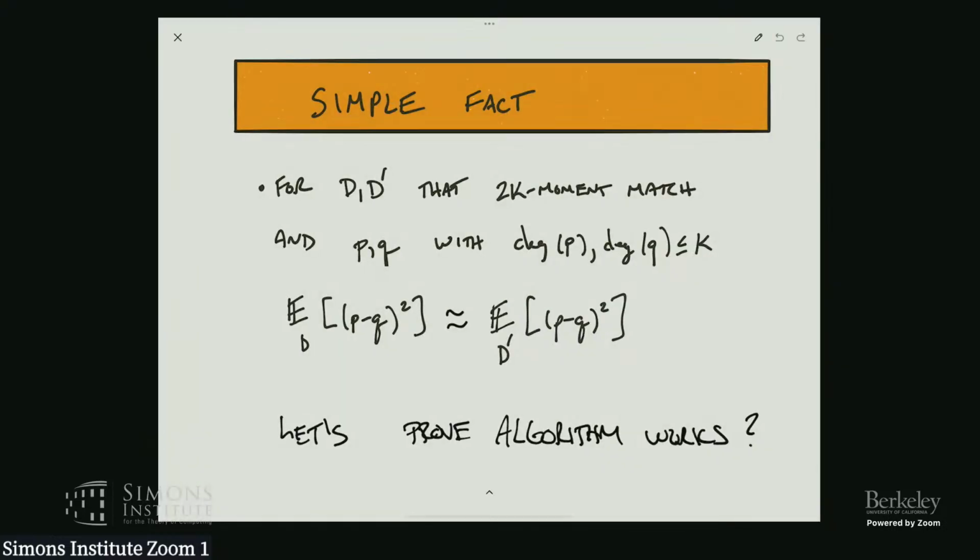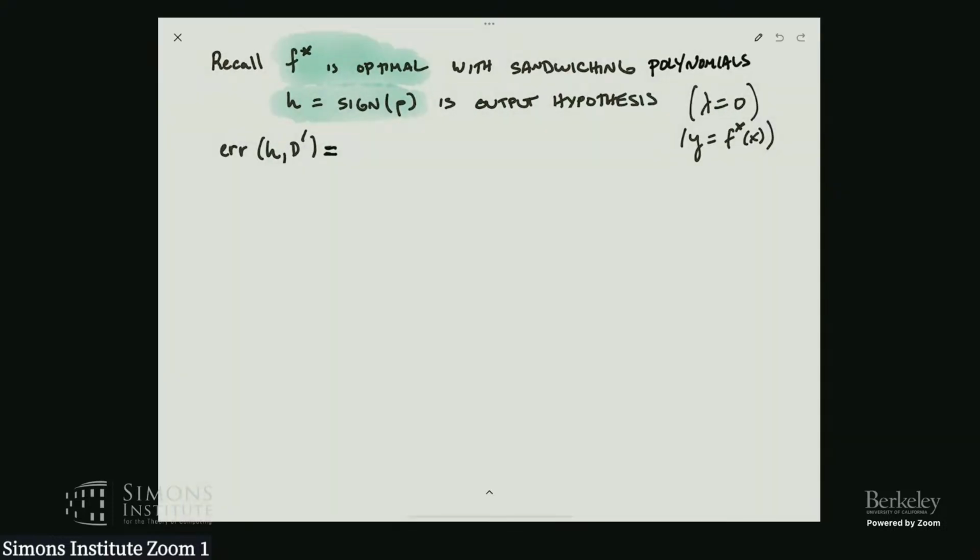Okay, and the simple fact that we use is that for D and D prime that match up to 2k moments, if you can check that all of the moments match each other, then the expectation of (p minus q) squared with respect to D has to be approximately equal to the expectation of (p minus q) squared with respect to D prime. It just follows by linearity of expectation. You just expand out the polynomials and you can match all of the moments. So we're going to use this fact, and I'm going to prove to you that this simple polynomial regression algorithm actually works.